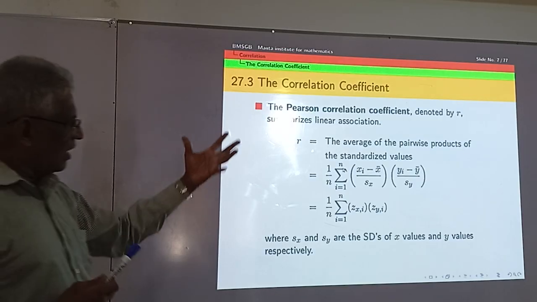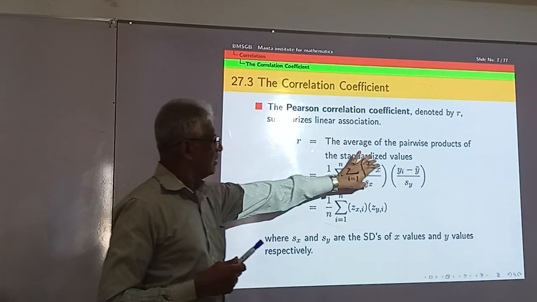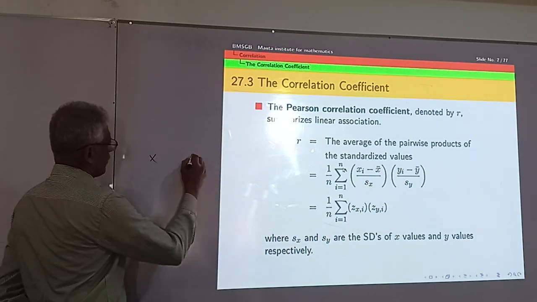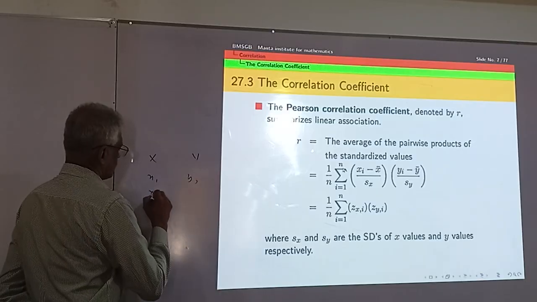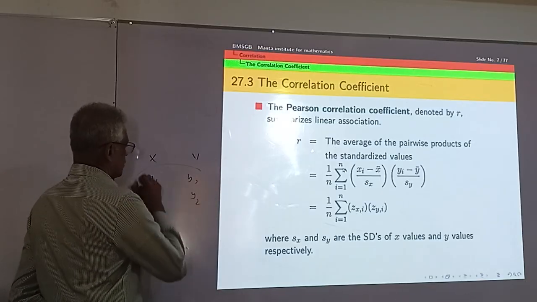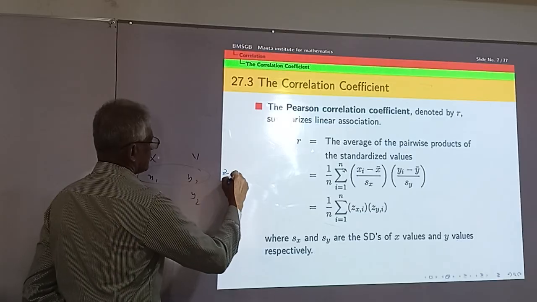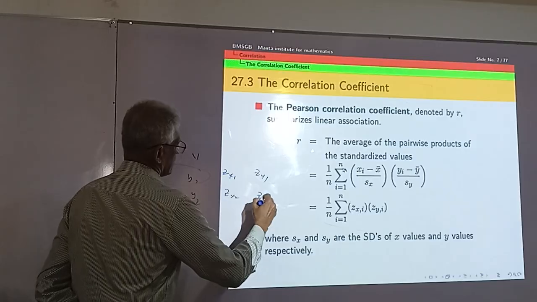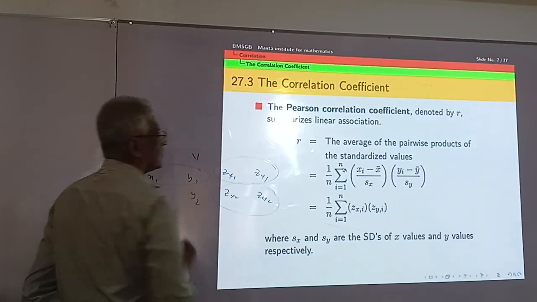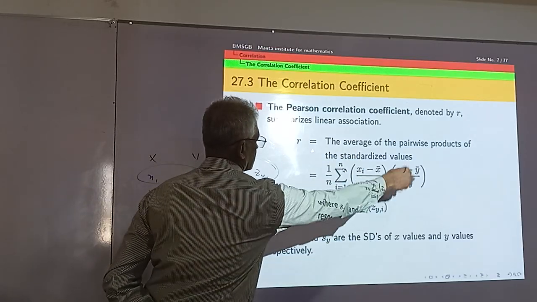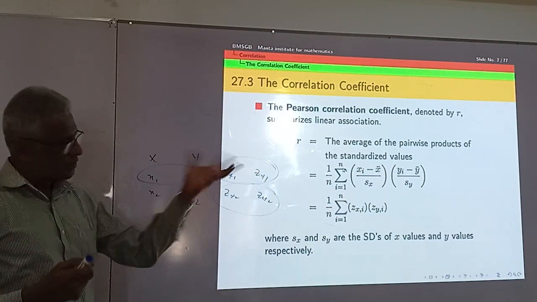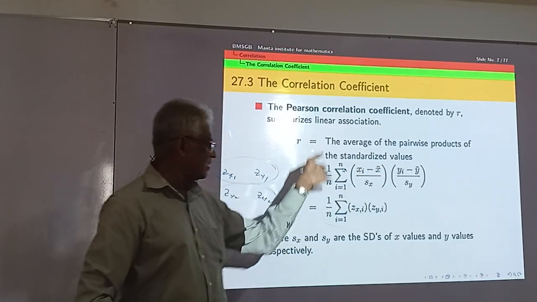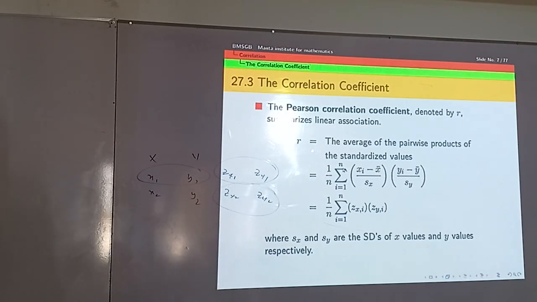So you can see that R actually is a product of standardized values. So you have x values and y values, x1, y1, x2, y2 and so on. For each pair you can calculate the standardized values, so this is zx, this is zy, like that. So that's the product of standardized values, and then calculating the sum of those products and dividing by n, that is taking the average.